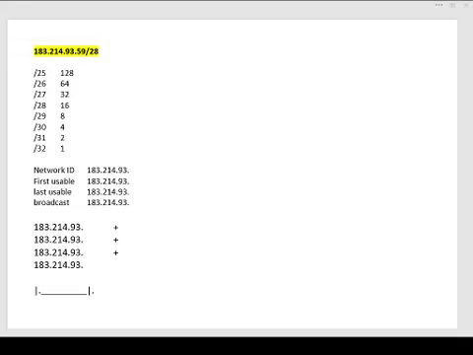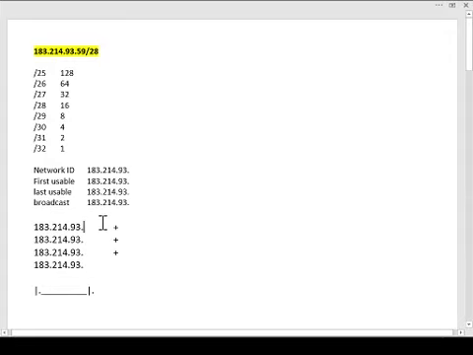All right, so here we're going to go with 183.214.93.59 with a /28. Obviously, we're working in the 4th octet, so we're going to make changes here. We have to determine what network 59 belongs to. If we go up to /28, we notice it goes up by 16s. I've left this chart here to make it a little easier to get started. Always start out at .0.